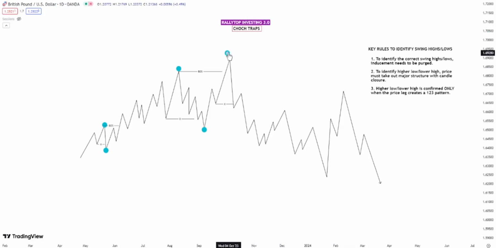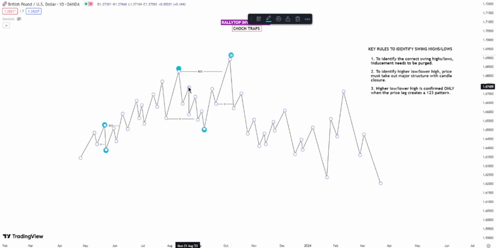Major structure high is confirmed right here. Simple. So what do you have in the market? You have high, higher low, higher high, higher low, higher high. That's what you have in the market. Simple. This is the way for you to stay out of trouble, so that you are not trapped in the market. All of these that you see are just simply noise in the market. This is your actual structures in the market.